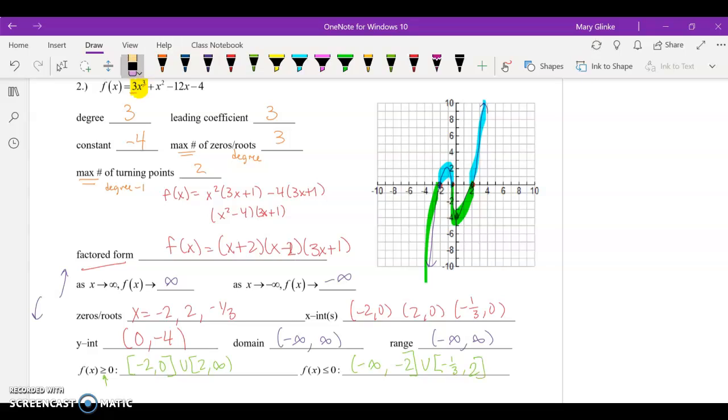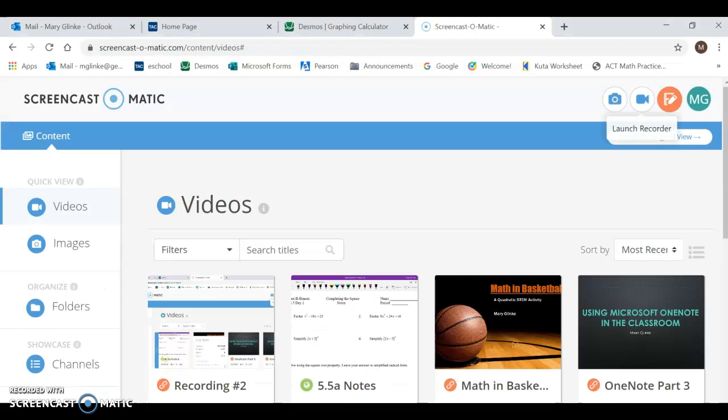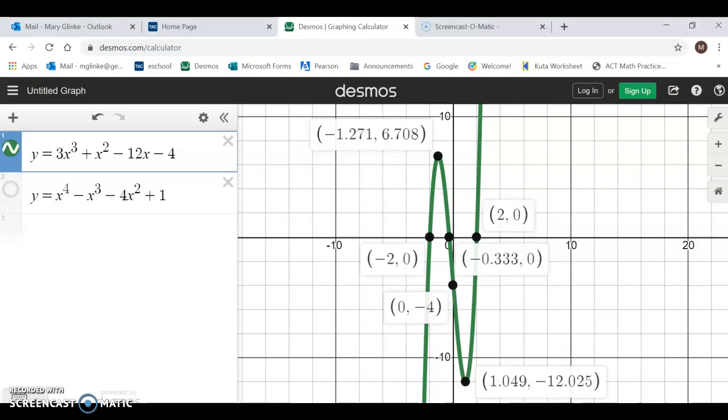Now that I say this, I'm realizing this was not 0. I just misread it. Sorry about that. So it should be negative 1/3 there. Now, to get a real accurate picture of my graph, I would actually go ahead and type this in on my graphing calculator, and I would be able to see all of those points that I just got.